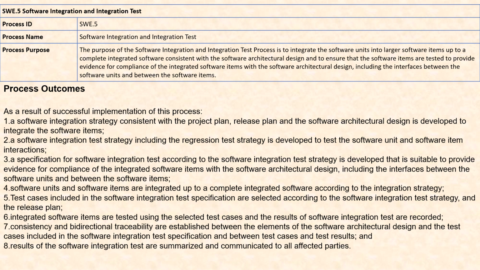Okay, and what are the last two steps? I am sure you would have guessed. First is establishing the consistency and bidirectional traceability between the elements and the test cases included in the software integration test specification and between the test cases and test results. Alright, so there is a definitive test case for a definite architectural design and that traceability is clearly established here. The last step, well, no prizes for guessing, everything is clearly summarized and communicated to all the stakeholders and all the affected parties.